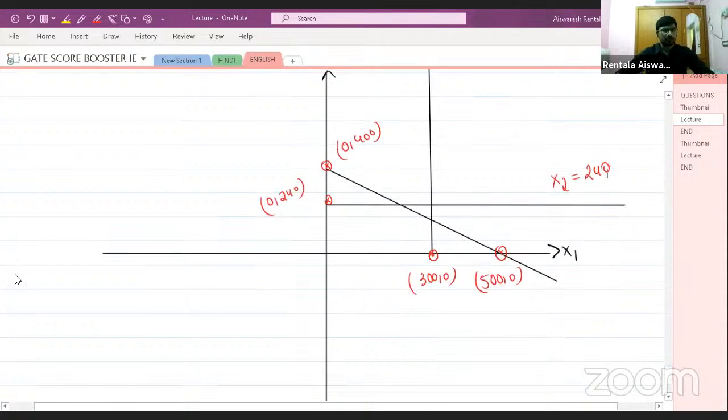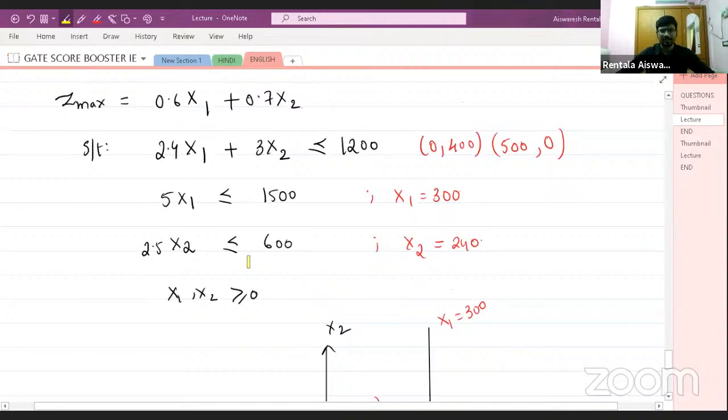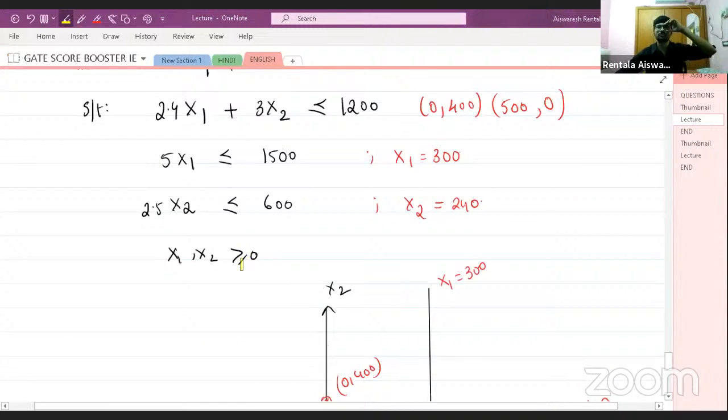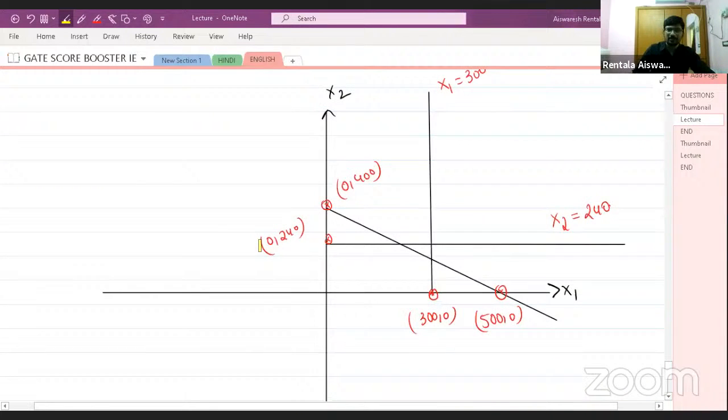Now, if you can see, it is very simple. All the constraints are of less than or equal to type. I already told you one rule: if it is less than or equal to type, the region will be towards the origin, right? So if it is toward the origin, this will be your region, right?